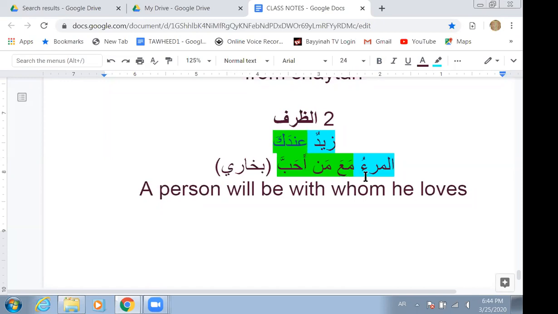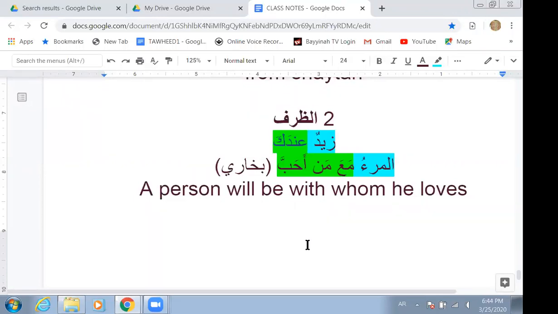And then this is again a hadith mubarakah. Al mar'u ma'aman ahabba. Al mar'u is the mubtada, ma'a is the zarf. Man ahabba will become the mudaf ilayh for it. Let's not go into it. So this is going to be the zarf, and this sentence will become the mudaf ilayh for it. Together, the whole of it, ma'aman ahabba, will become the khabar for it. And the translation is a person will be with whom he loves.